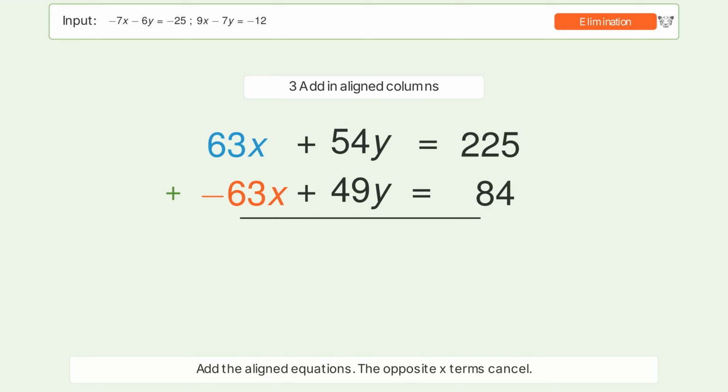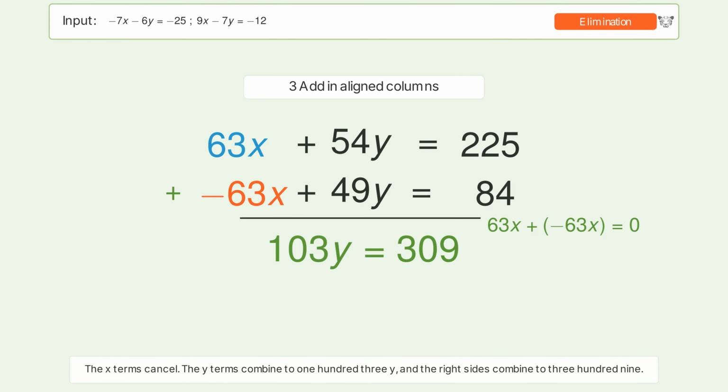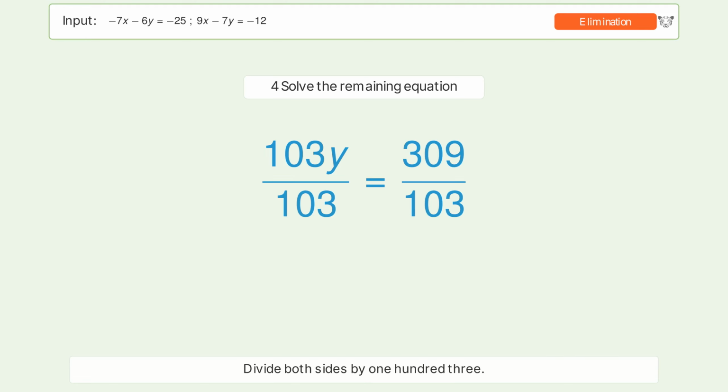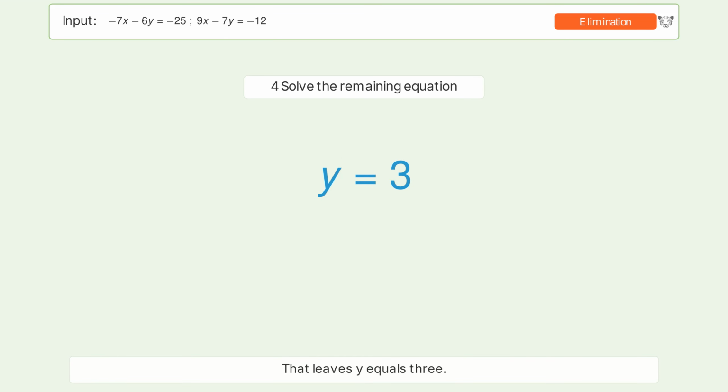Add the aligned equations. The opposite x terms cancel. The x terms cancel. The y terms combine to 103y, and the right sides combine to 309. Divide both sides by 103. That leaves y equals 3.